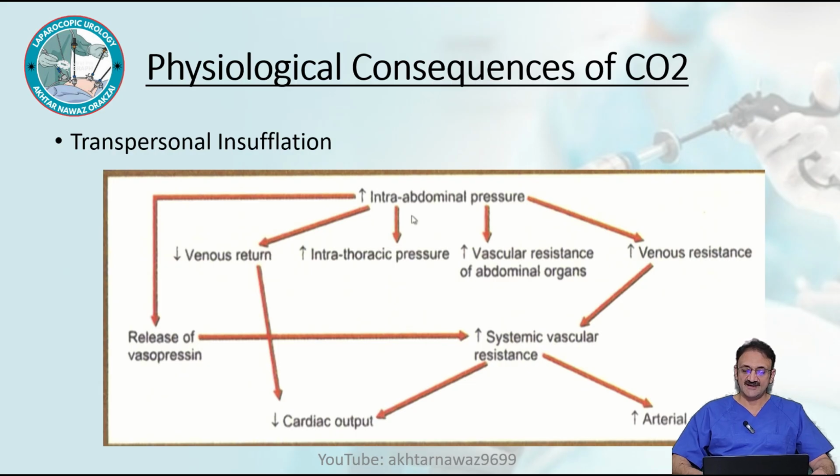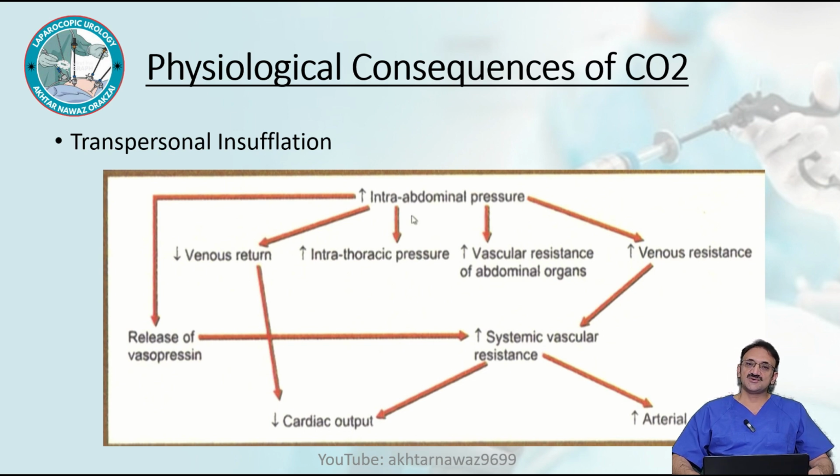So here you can see that these are the physiological consequences of carbon dioxide. You can see that there is increased intra-abdominal pressure, which leads to decreased venous return, increased intrathoracic pressure, and increased vascular resistance in the abdominal organs. There is increased venous resistance as well.